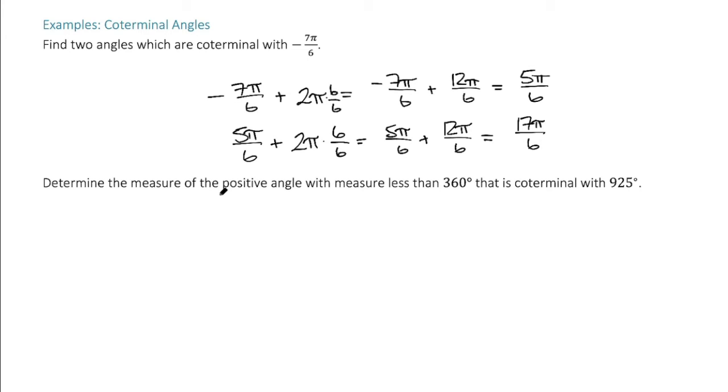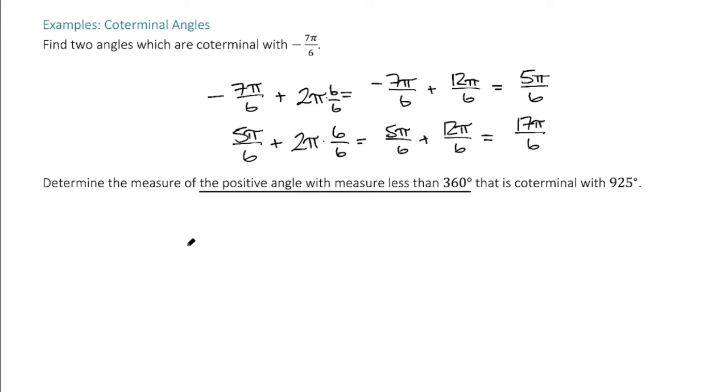Here, we want to determine the measure of the positive angle with measure less than 360 degrees that is coterminal with 925 degrees. Now, this phraseology is fairly common: positive angle with measure less than 360 degrees. All that's saying is we want a positive angle in the first revolution. We don't want to overlap. We don't want the terminal side to have overlapped the initial side.